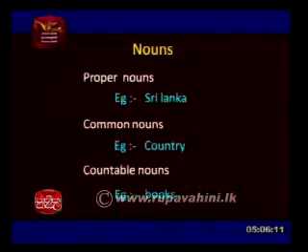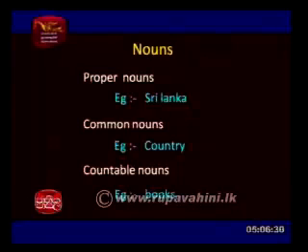Now the first one, nouns. I know that you know what nouns are. Yes, nouns. A noun is a word for a person, animal, a thing, a place, an activity, a state, a quality, a feeling, or a field of study. Now let us take some examples.